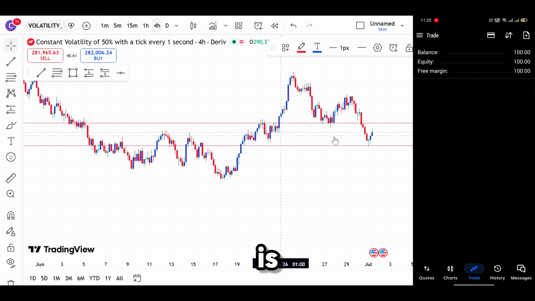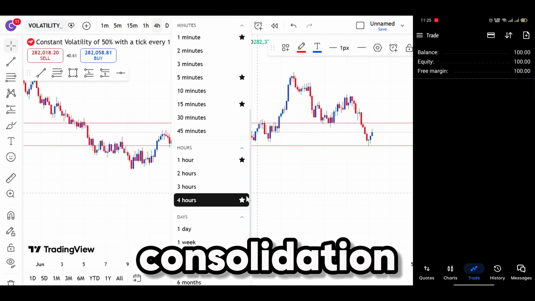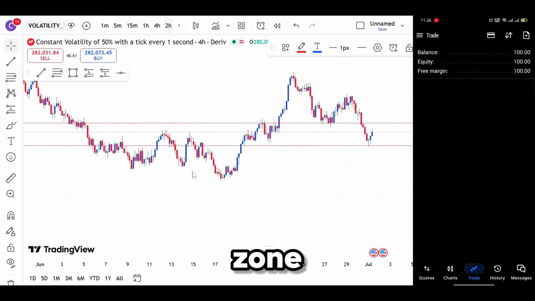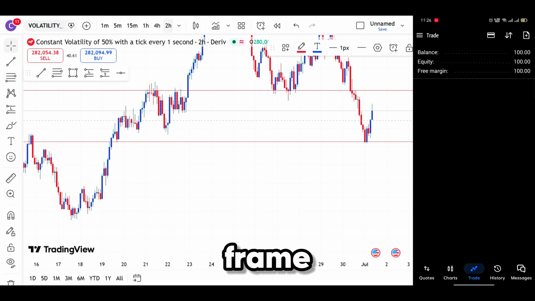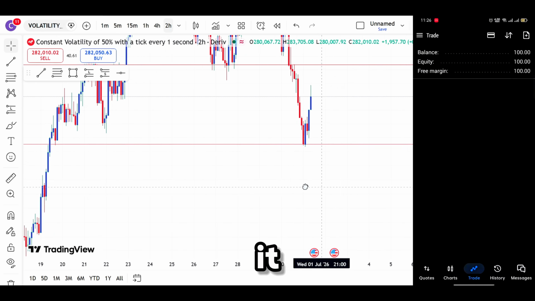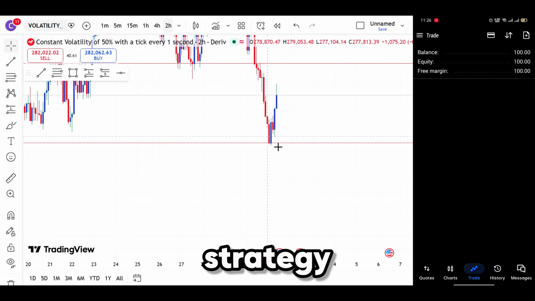Now that high and low is where I've got my range, and the reason I'm using those points is because the market did a series of consolidation at the zone before breaking out, making it a good liquidity zone. And make sure to pay attention to the time frame I'm using to get my range. It actually plays a part in this whole strategy.